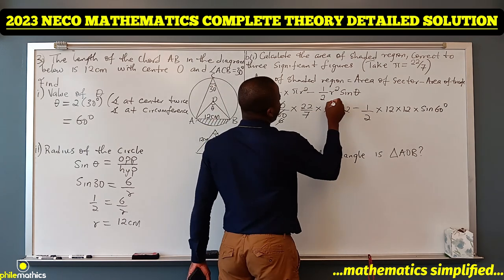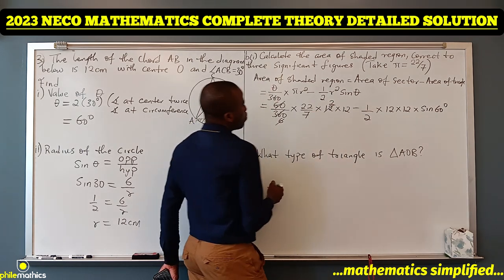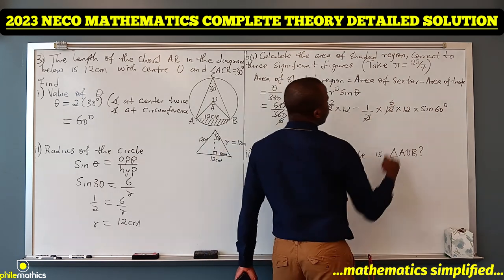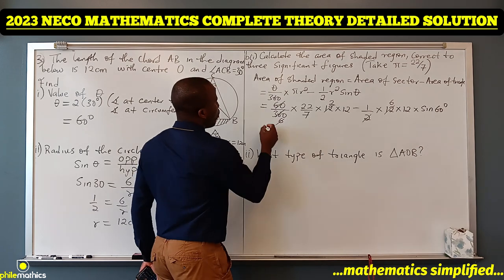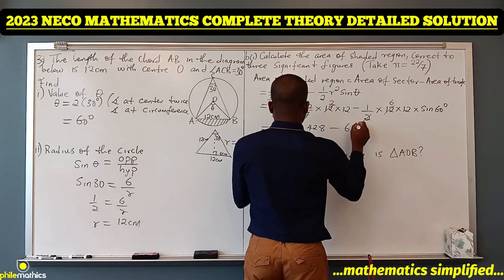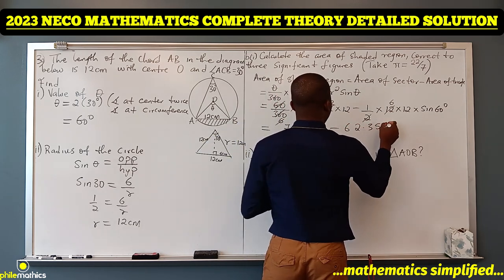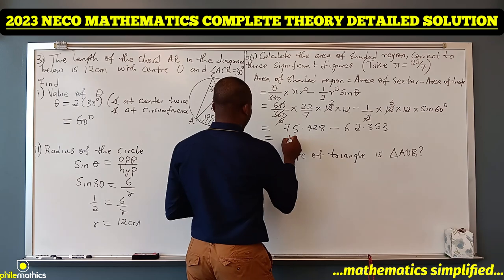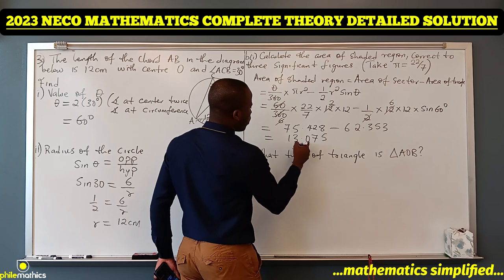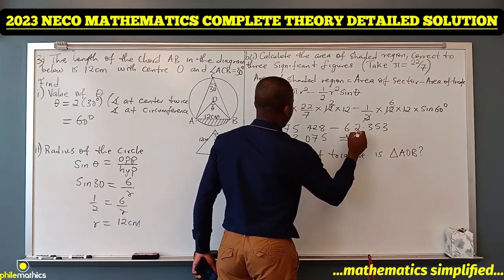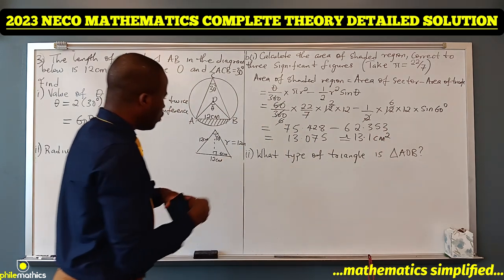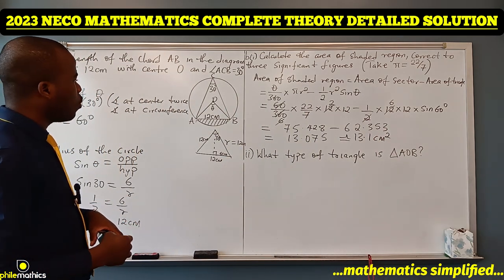And so this is 6. 6 here is 2. This is 6, and sine 60 is root 3 over 2. So we are left with 75.428 minus 62.353. If we subtract, we have 13.075. And to 3 significant figures, 1, 2, 3, we are approximately 13.1 centimeter square.